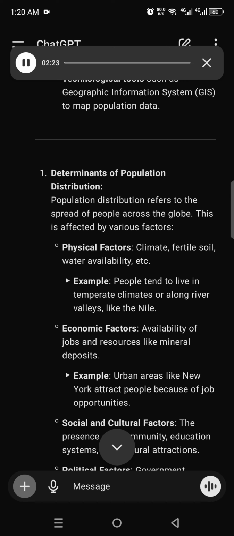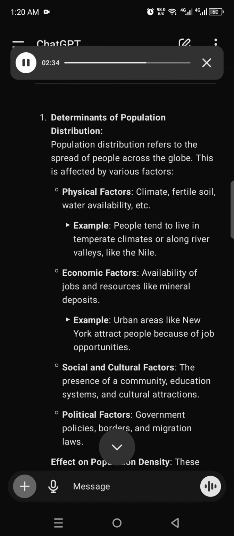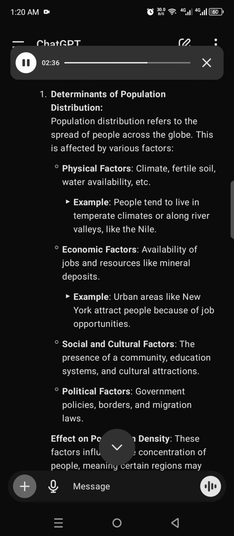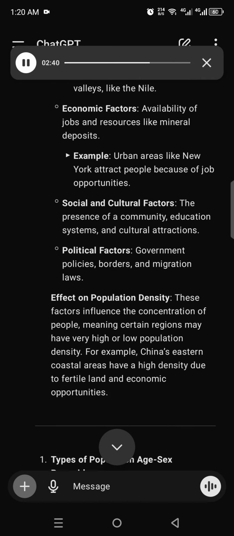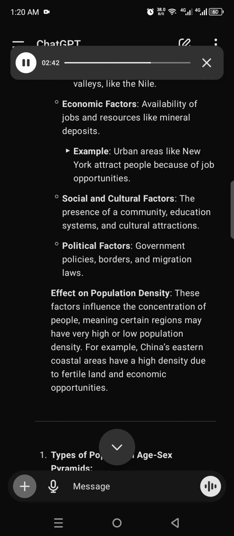Economic factors: availability of jobs and resources like mineral deposits. Example, urban areas like New York attract people because of job opportunities. Social and cultural factors: the presence of a community, education systems, and cultural attractions. Political factors: government policies, borders, and migration laws.